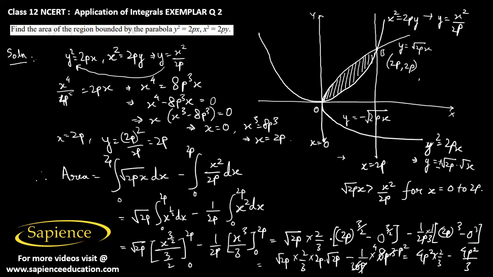Therefore the required area is 4p square into 2 by 3 minus 4p square by 3. If you solve it, I can take 4p square by 3 as common, and that leaves 2 minus 1. So the answer is simply 4p square by 3 square units. This is the final answer. Thank you.